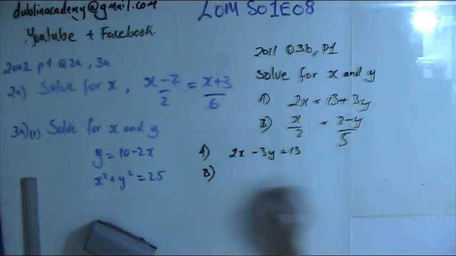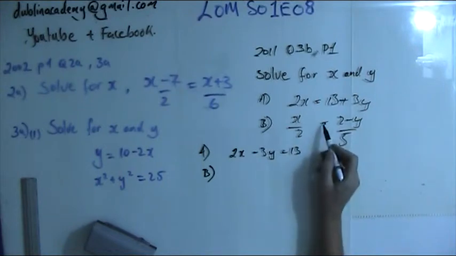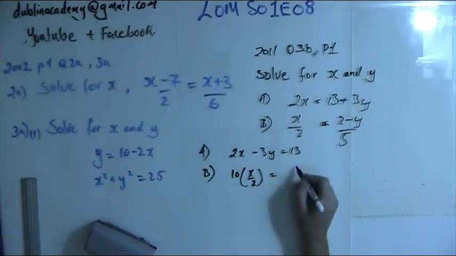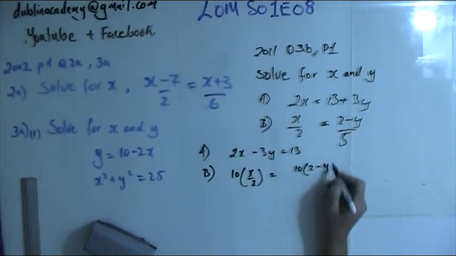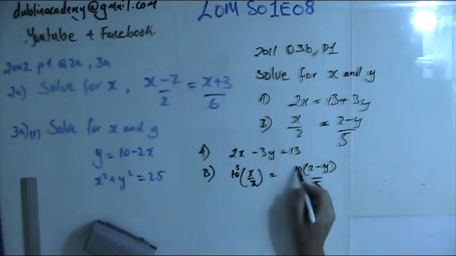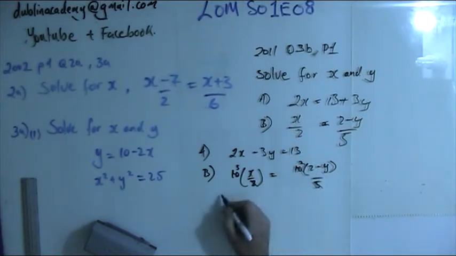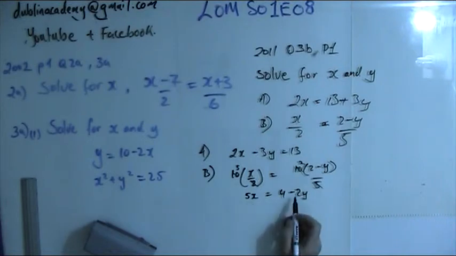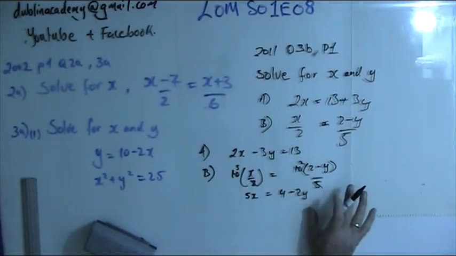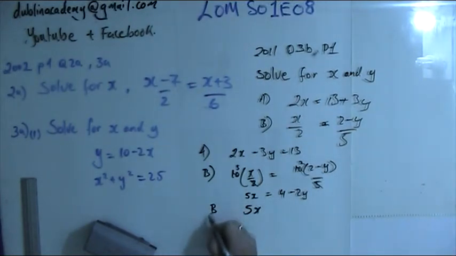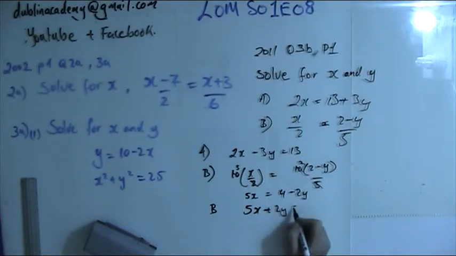And then B, I'm going to multiply across everything by the LCM, which in this case is 10. So it's 10 times x over 2 is equal to 10 times 2 minus y over 5. 2 goes into 10 5 times, 5 goes into 10 2 times, and I multiply these out. B is 5x is equal to 2 times 2, which is 4, minus 2y. So I bring the minus 2y over and B becomes 5x plus 2y is equal to 4.